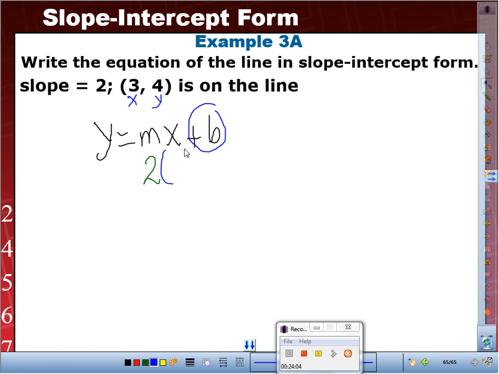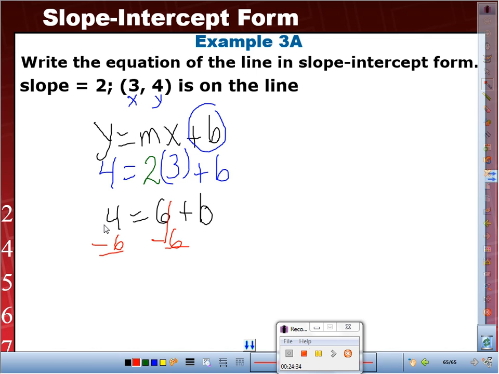What is x? 3. What is y? 4. And I bring down the plus b. And now we're going to solve for b, because we need b, don't we, to write our equation? Okay, so let's solve. What is 2 times 3? 6. So this is 4 equals 6 plus b. Are we done solving for b? What do I do? Minus 6, minus 6. So we're left with -2 equals b.